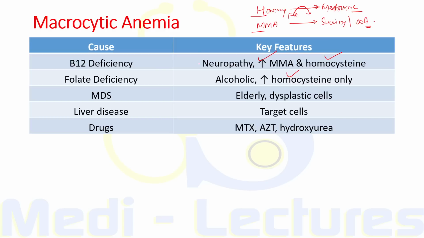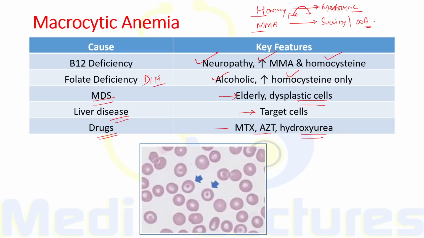B12 deficiency has associated neuropathy. Folate deficiency usually occurs due to dietary deficiency, especially in alcoholic patients. We have to suspect myelodysplasia in elderly patients who have dysplastic cells on peripheral smear. Liver disease typically shows target cells, and drugs which can lead to macrocytic anemia include methotrexate, azathioprine, as well as hydroxyurea. So this is the smear showing target cells. These are ring-like cells with a dark center which are common in liver disease as well as thalassemia.